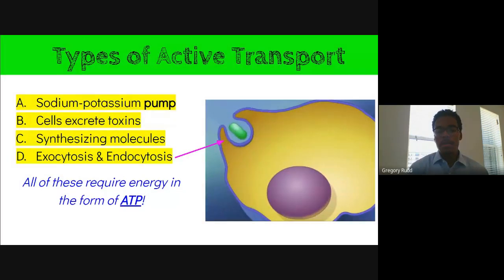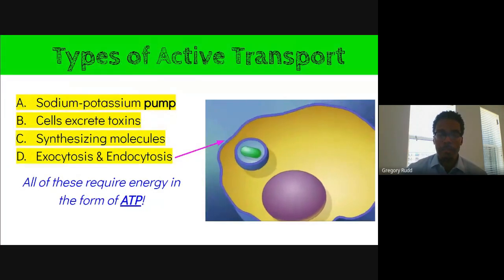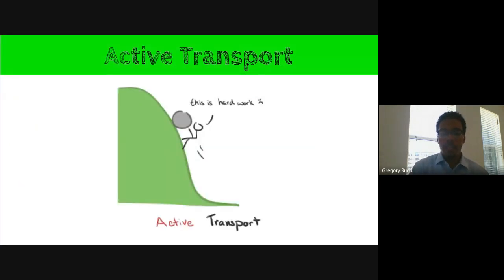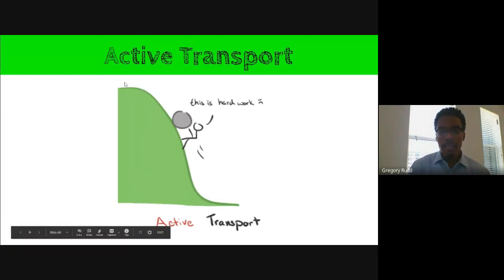So all of these types of active transport require energy, and that energy comes in the form of ATP, which is something that we've talked about last week. Active transport requires energy, and so it's a little bit harder to do. It'd be like running up a hill or pushing a boulder up a hill. So in order to do that, it requires a lot of energy rather than just simply rolling down the hill. We're moving from low to high in the case of active transport.